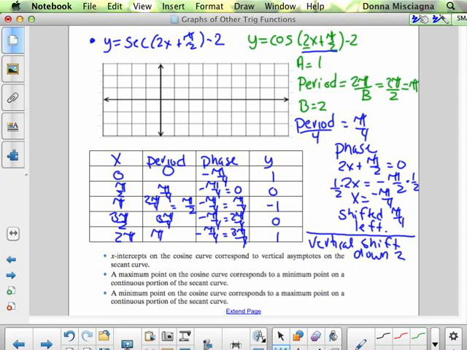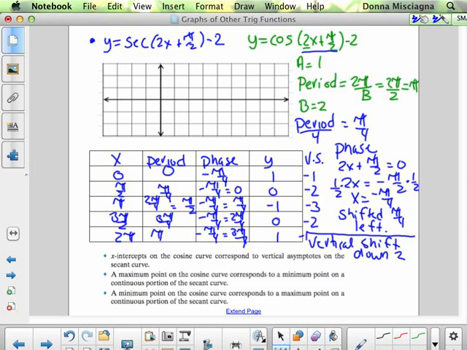All right, so we're just going to subtract 2 from all the y values. So this is the vertical shift. All right, so 1 minus 2 would be a -1. 0 minus 2 is a -2. -1 minus 2 is a -3. 0 minus 2 is -2, and 1 minus 2 is -1.